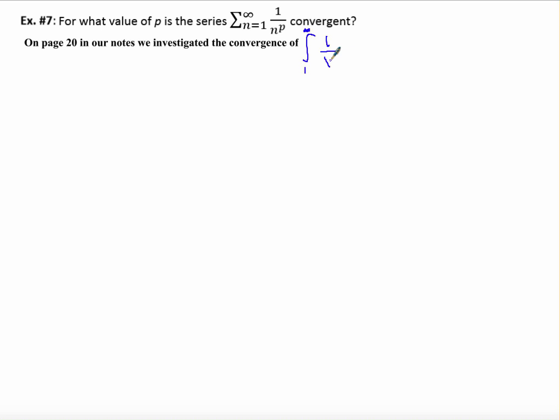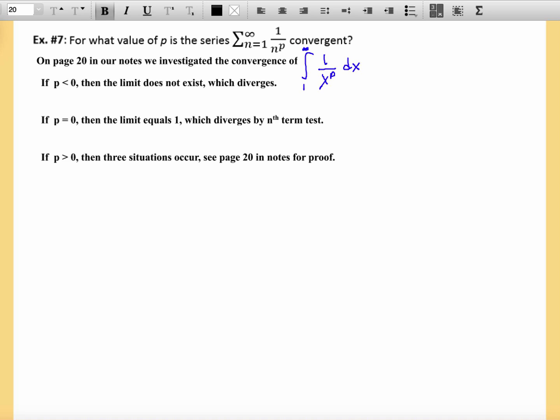And we came up with a lot of ways that we could look at this problem. And we said that, well, here, I'll put it in. So instead of writing it all out by hand, this is much faster. If P was less than 0, we had already investigated this. Then the limit didn't exist, which meant that it diverged. If P was equal to 0, then the limit equaled 1, which diverges by the nth term test. And then if P was greater than 0, 3 situations occurred.